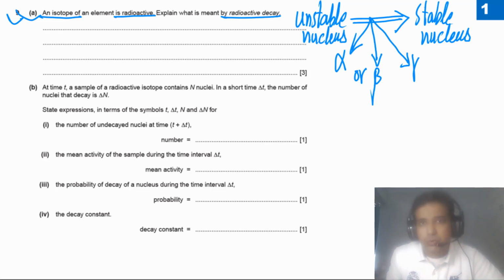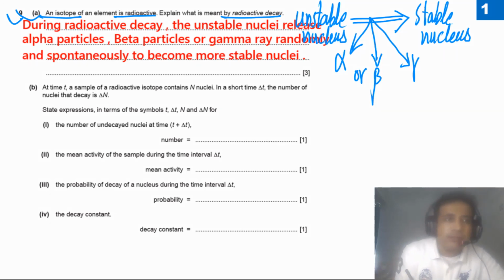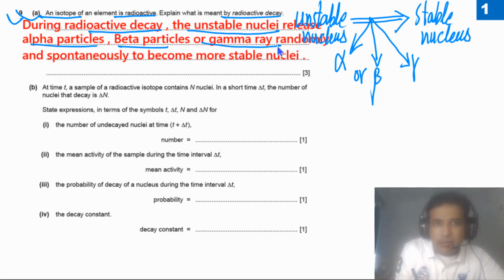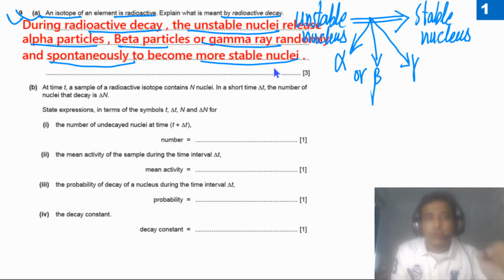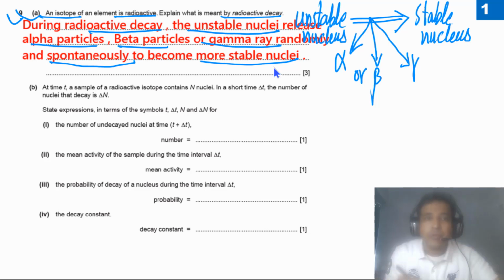So let me show you how you can write down your answer. In your answer you can say, during radioactive decay, the unstable nuclei release alpha particles, beta particles or gamma ray randomly and spontaneously to become more stable nuclei. So randomly and spontaneously are very important because radioactive decays are random in nature and also spontaneous in nature. So you have to mention this one in your answer, then you can get 3 marks for this question.